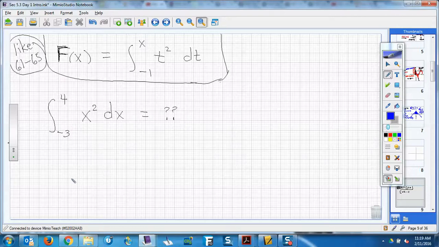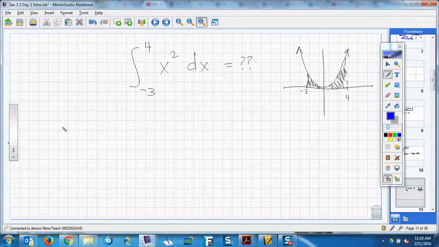If you think about it, the whole reason we've been getting into this is to do a problem like this. Look at that right there. This is what we want to be able to do, right? It wouldn't hurt you to draw a little picture of that right now. This area is why we're doing all this stuff with antiderivatives.